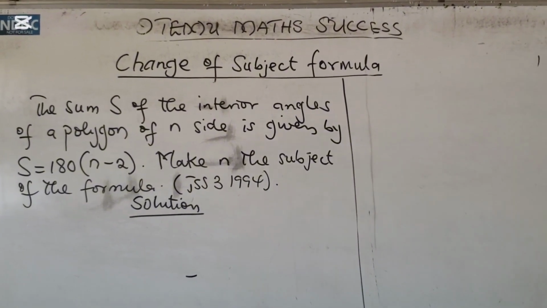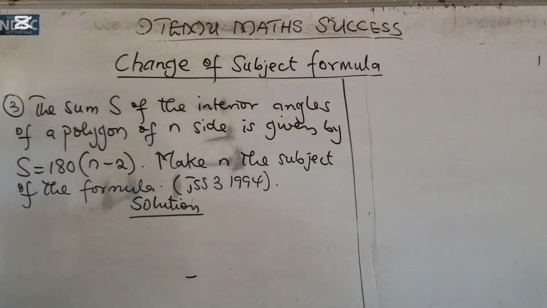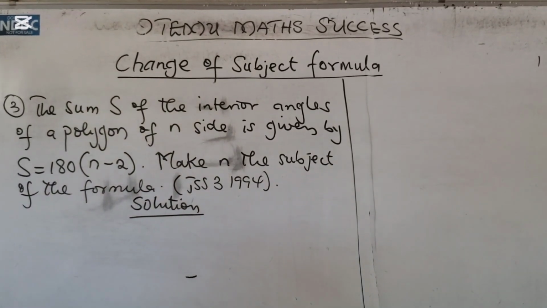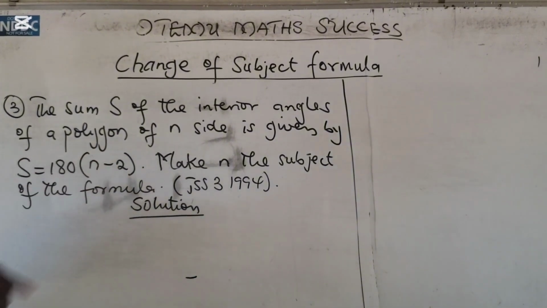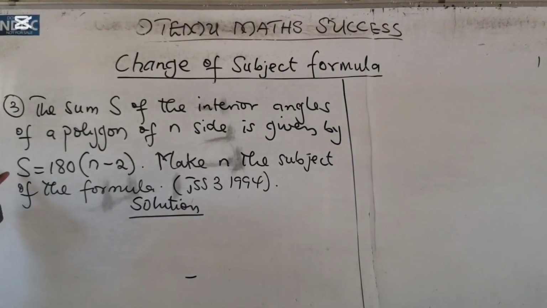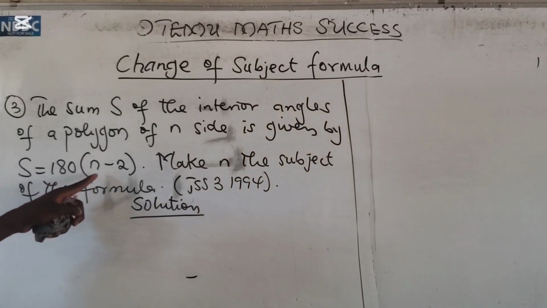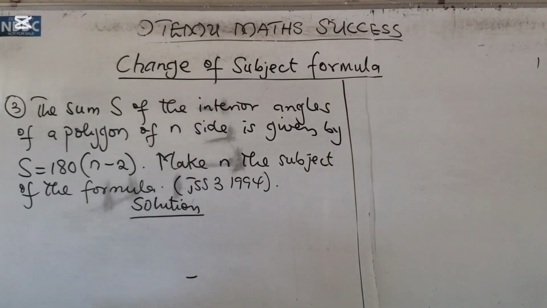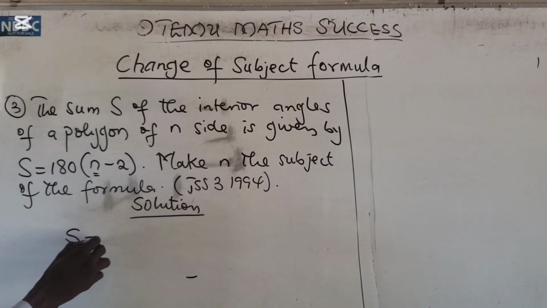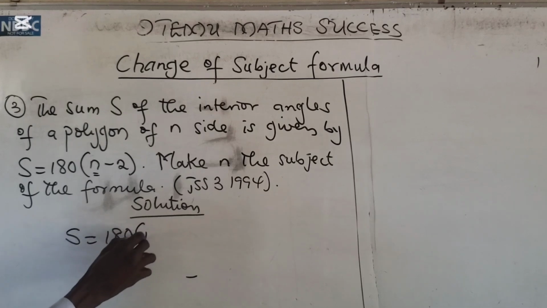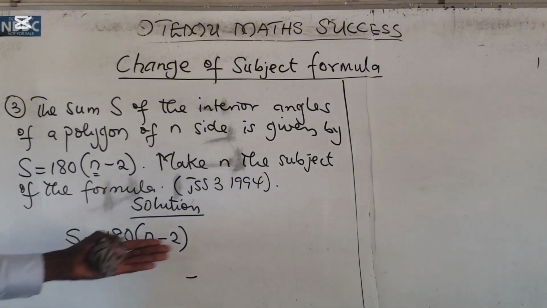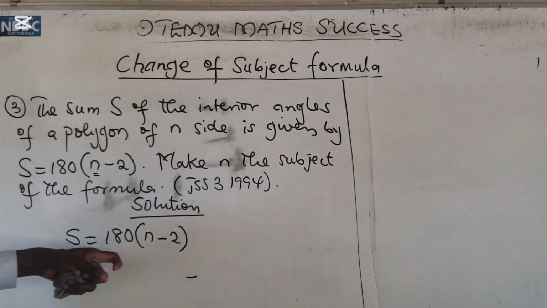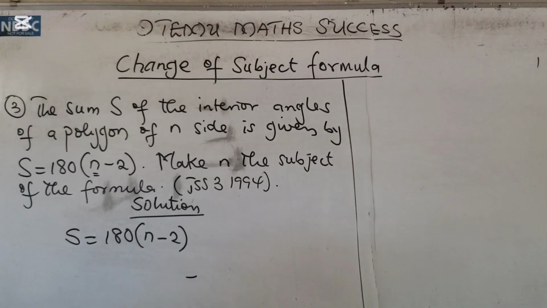Okay, let us solve example number 3 on this topic. I will give you a series of them. The sum S of the interior angles of a polygon of n sides is given by S is equal to 180 into n minus 2. We are asked to make n the subject of the formula. Our first focus is to remove what is outside the bracket. You can multiply, you can open the bracket, but let's divide first by what is outside the bracket.